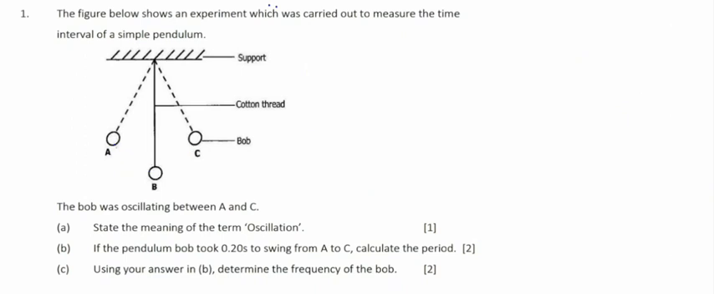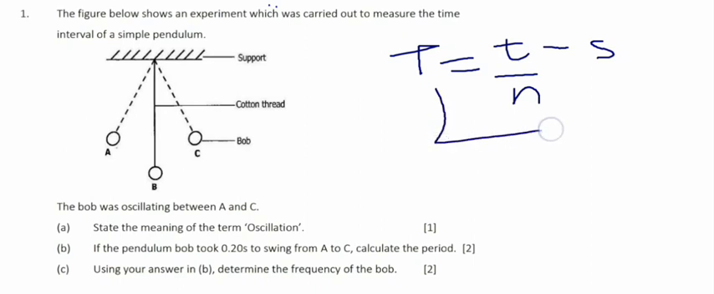So here you need to know the formula. The period of the pendulum is equal to the time taken over the number of oscillations. You need to know that time is measured in seconds, and the period of the pendulum is also measured in seconds. But the number of oscillations does not have units.